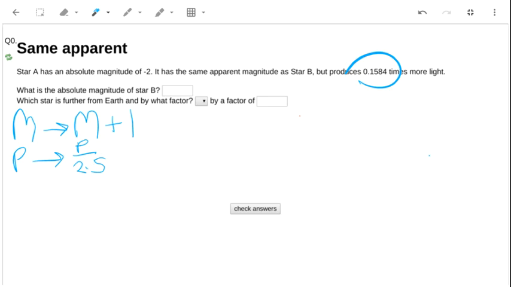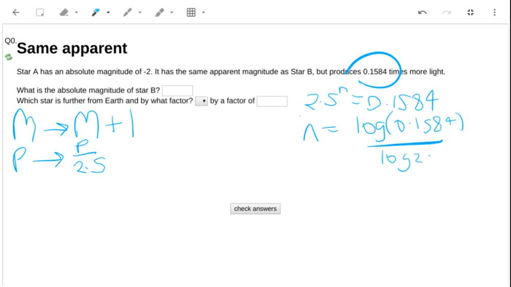Now we're told that A produces less light than B. So the first thing we need to do is work out what power of 2.5 that number is, 0.1584. Take logs of both sides and rearrange, and you get n equals log of 0.1584 divided by log of 2.5. And therefore the power is minus 2.